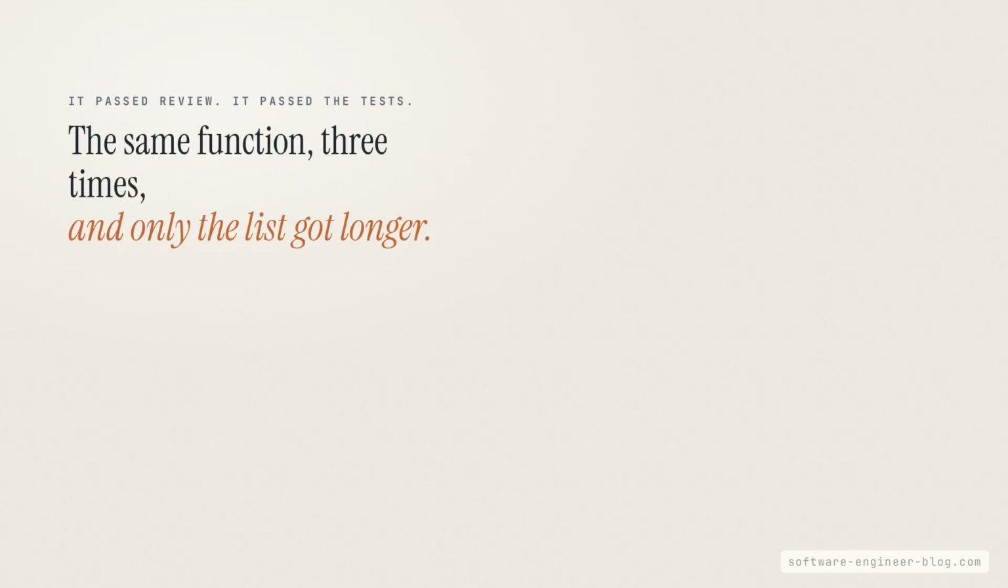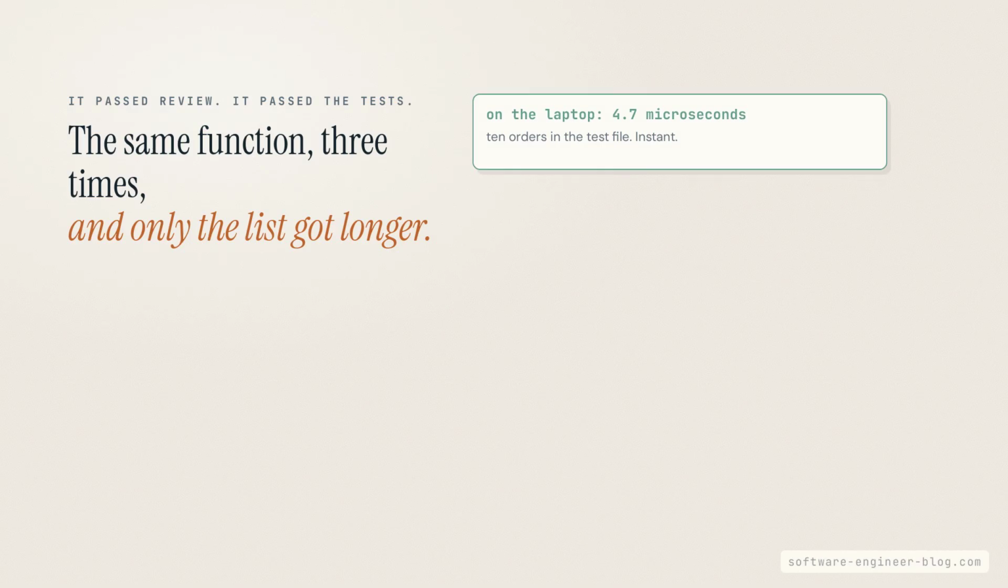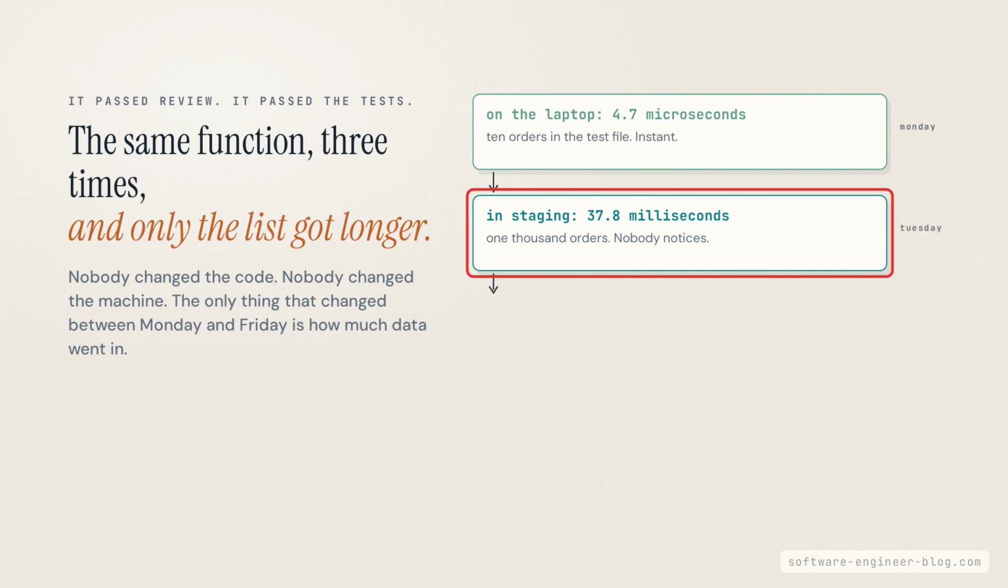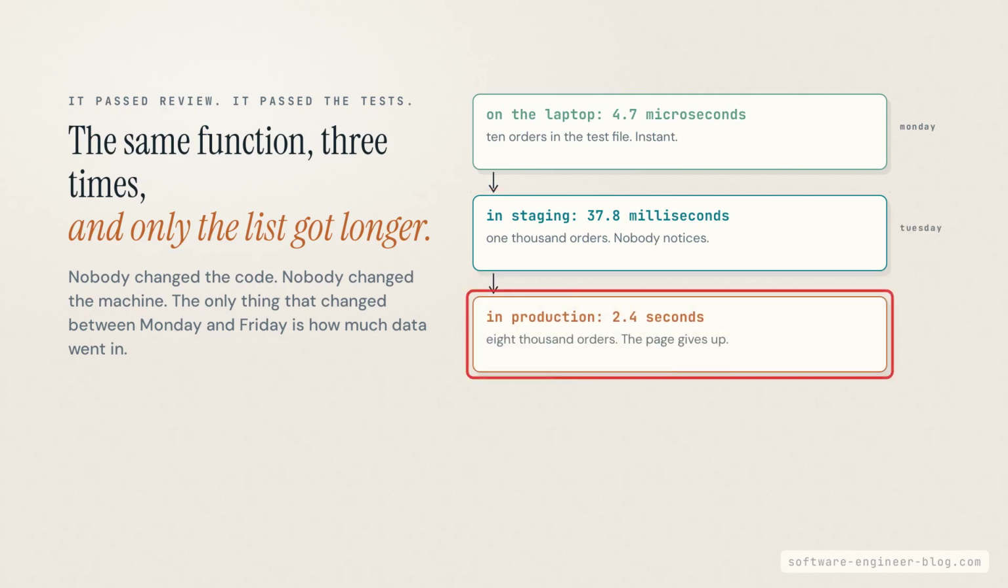On Monday, you write a function. It walks the list of orders and picks out the ones you care about. On your laptop, the test file holds 10 orders. It runs in 4.7 microseconds. That is nothing. On Tuesday, it reaches staging. 1,000 orders, 37.8 milliseconds. Still nothing. Nobody comments on the pull request.